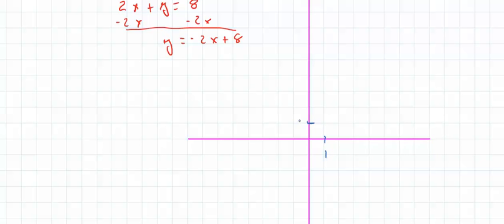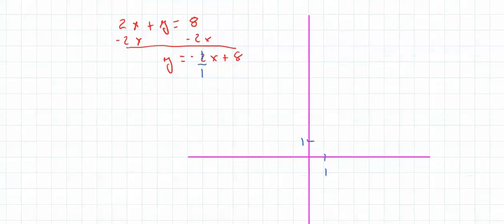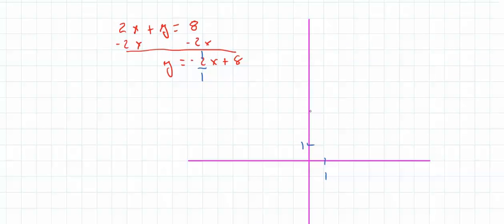1, 1. And my slope is -2, but it's -2 over 1. So now I have to find 8. 1, 2, 3, 4, 5, 6, 7, 8. That's where I start. I don't have room to go up and left, so I can't go up and left, but I can go down right, down 2 right 1, down 2 right 1, down 2 right 1, down 2 right 1. I don't have to draw the lines.